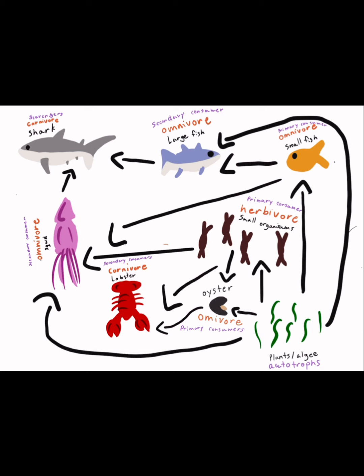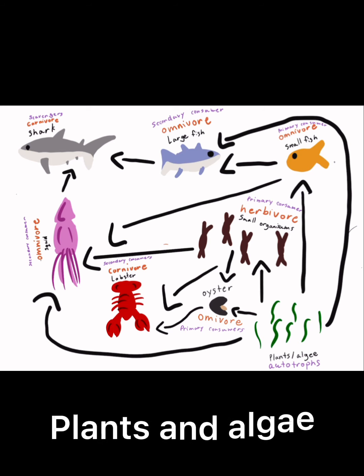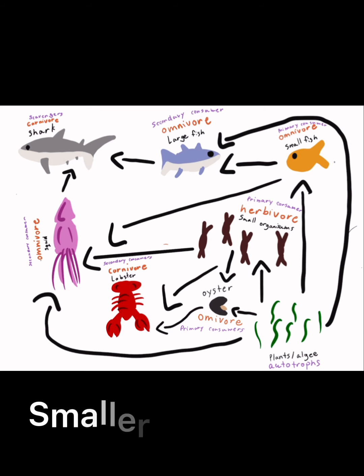And then lobsters are carnivores and secondary consumers. They eat oysters because of their claws. They can break through the shell, and they eat smaller organisms as well. And now we have oysters. Oysters are omnivores and primary consumers, and they eat plants and algae and also smaller organisms.